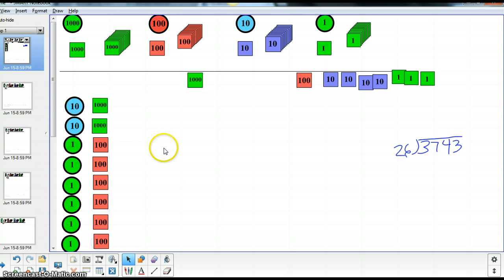All right, and now we can see that we aren't going to be able to put any more thousands in, for we don't have enough 1,000s to share out equally any further. So what we want to do is record this step. So we have used 1/100 right here, and we have reduced 3,743 by 2,600. So we're going to subtract, which leaves us with 1,143. Okay, now we'll go on to our next one.